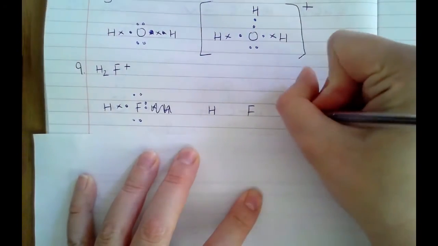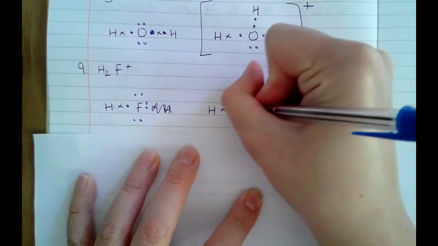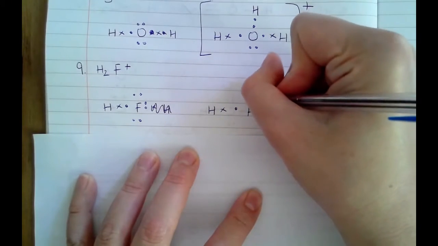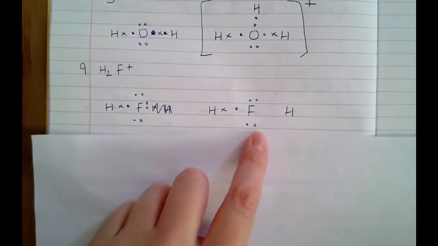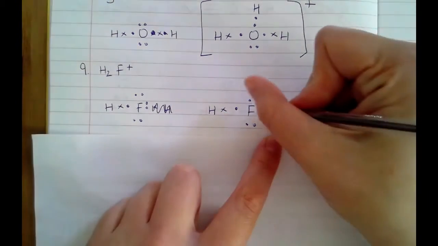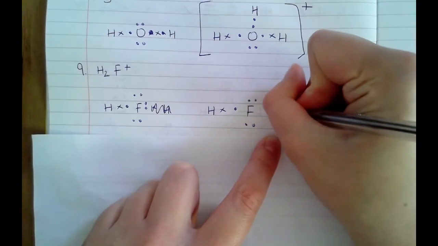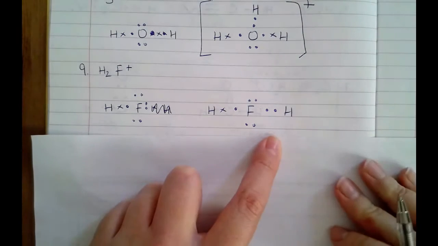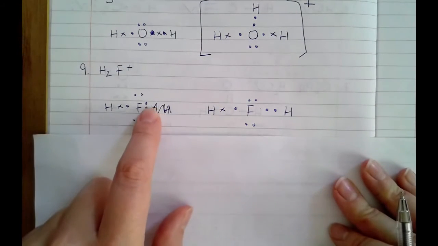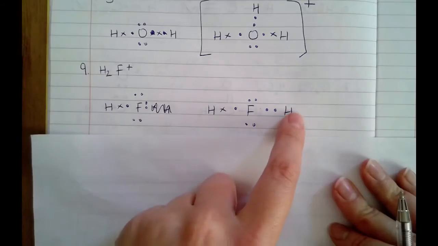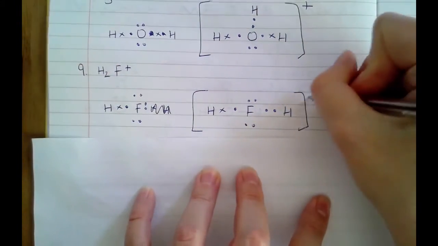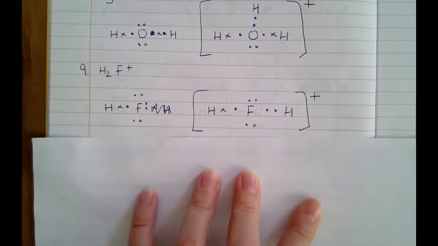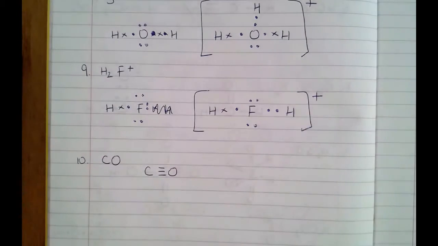So I've got a hydrogen on each side of fluorine now. And one of those bonds is normal, but the other bond contains 2 electrons from fluorine. So it's basically using this lone pair here to form a bond with hydrogen. Fluorine still only has 8 electrons in its outer shell, and now the whole thing has a positive charge.